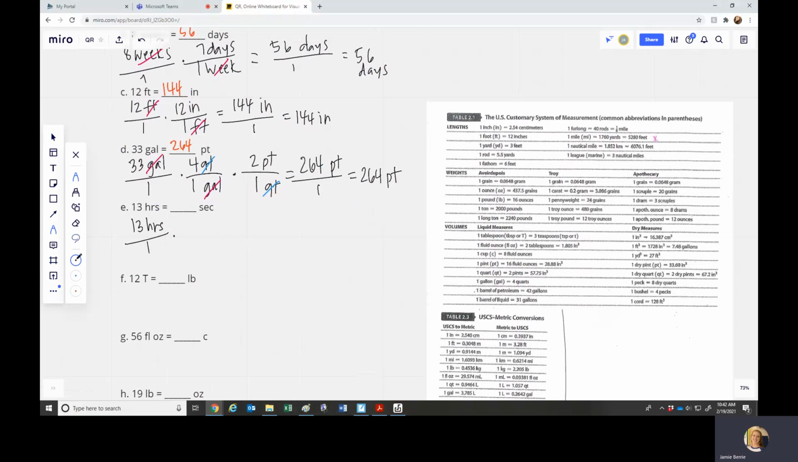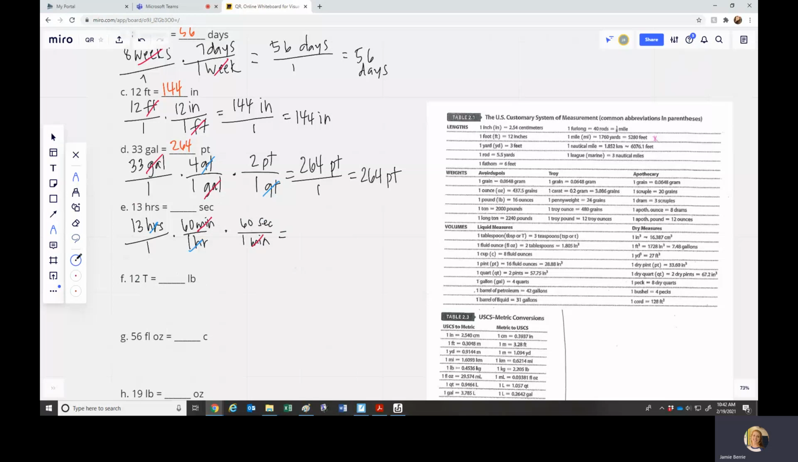So let's think how we could convert hours to seconds. We don't have a list on here because this is something we should know. 1 hour is the same thing as 60 minutes. All right, so that's going to cancel out our hours. But now we need to go from minutes to seconds. We can do that. 1 minute is the same thing as 60 seconds. So now you can cancel out the minutes. And now we've ended up with seconds, which is what we wanted.